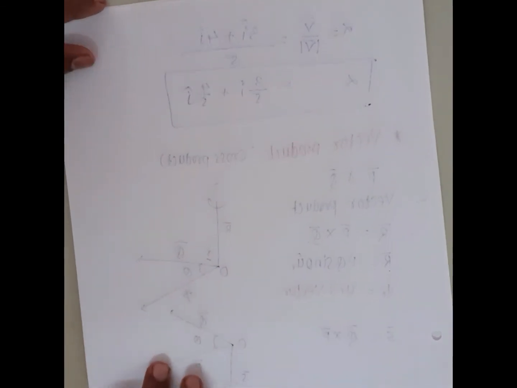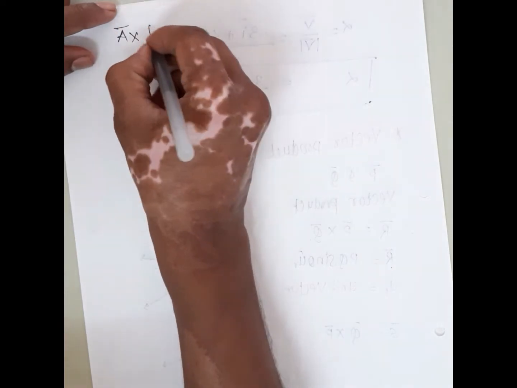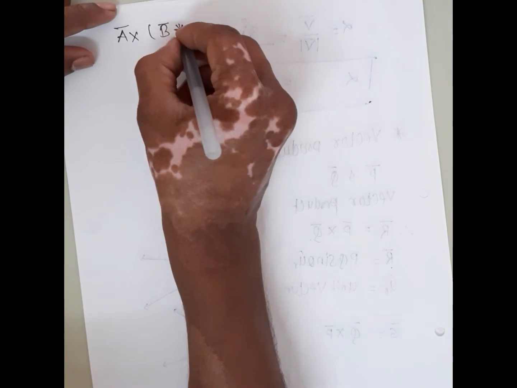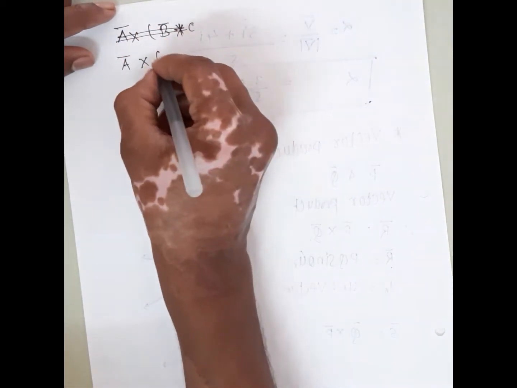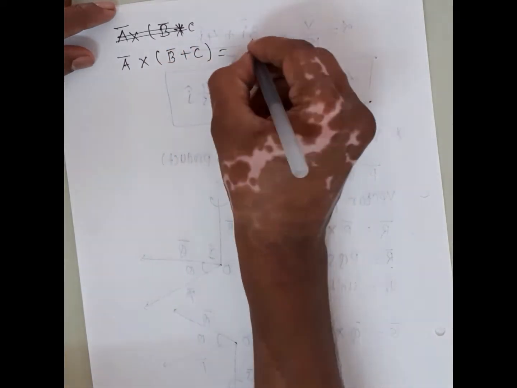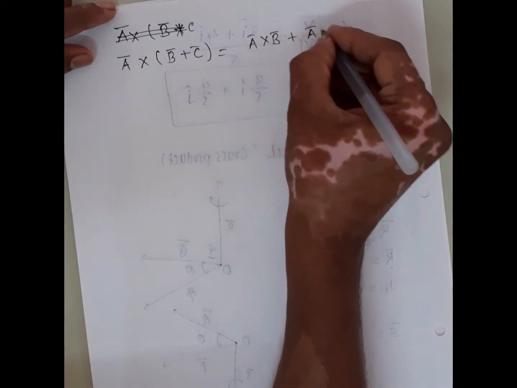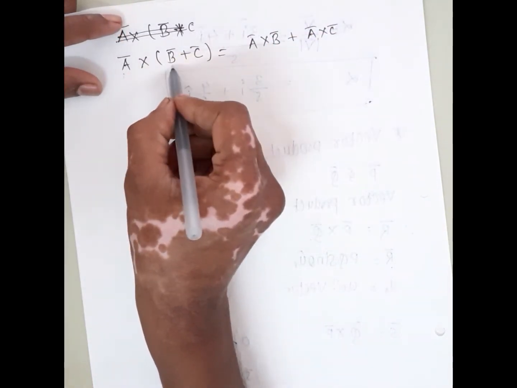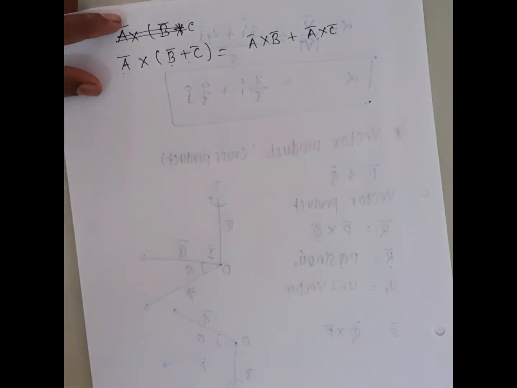So this is the right distributive law: a bar cross in bracket b bar plus c bar is equal to a bar cross b bar plus a bar cross c bar. It's simply multiplication. It means this a bar is multiplied by this b bar, and as it is, this a bar is also multiplied by c bar. What is its meaning?